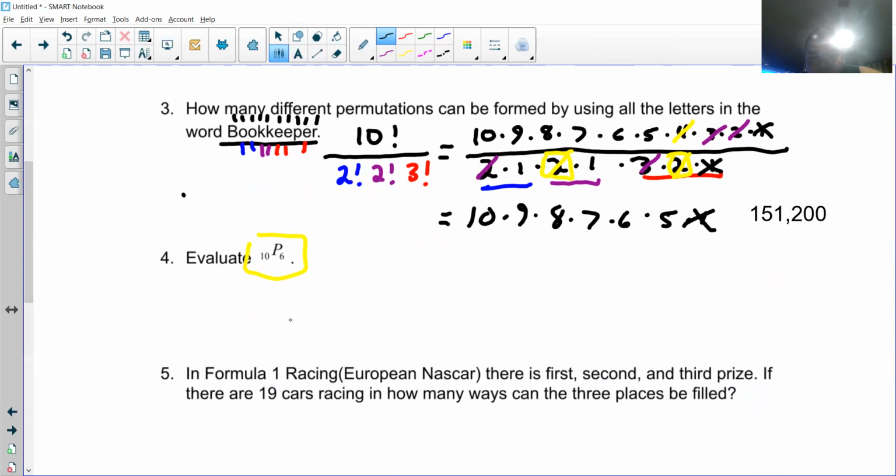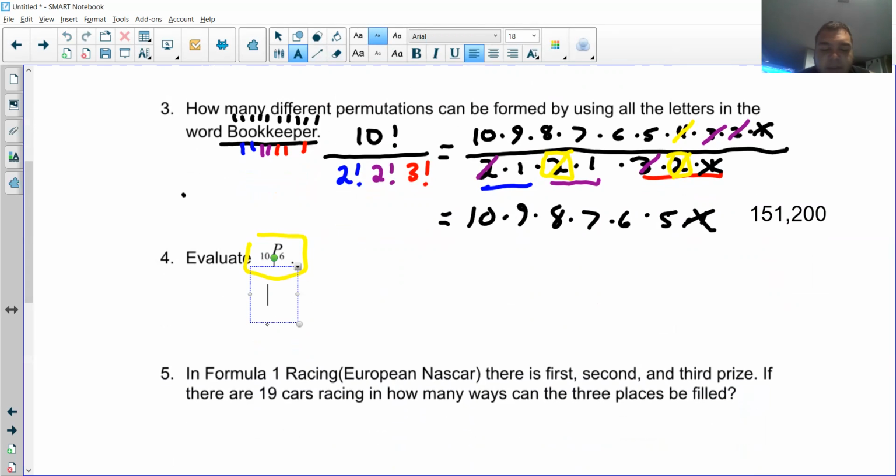All right. Number 4, evaluate 10P6. So there's a calculator in your TI-84s. You could type it in your calculator. I'll type out the steps here because it'll be too long for me to pull out the calculator. And I already have a recorded version of that. I'll post that. In the calculator, you click math.